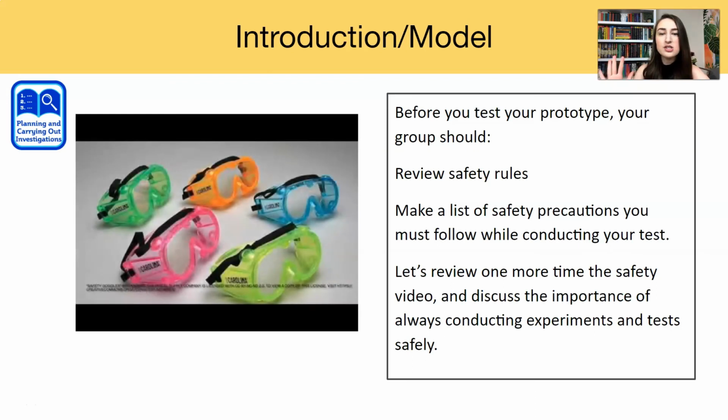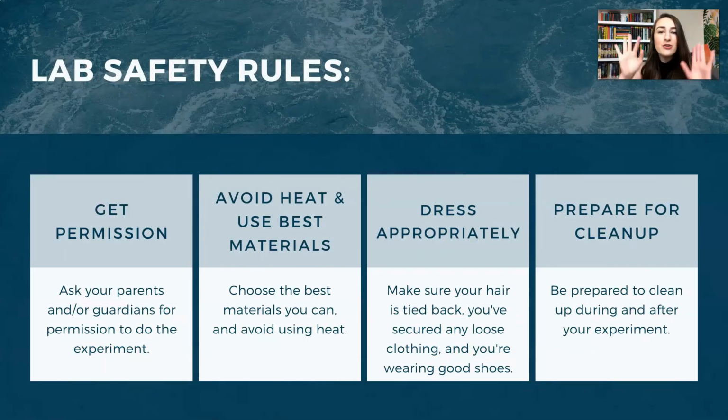Now, your class should have done this already. You should have watched the video, or you need to pause this video and watch this video again. But I'm going to just go over the lab safety rules because this video would be way too long. It would be a million years long if we inserted the safety video here. So, lab safety rules. 1, get permission. Ask your parents and or your guardians for the permission to do the experiment.